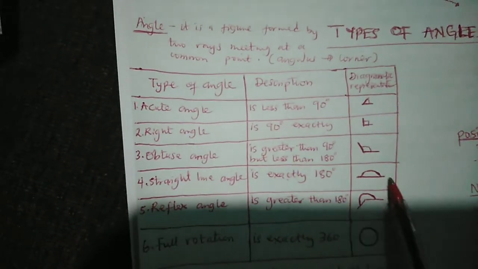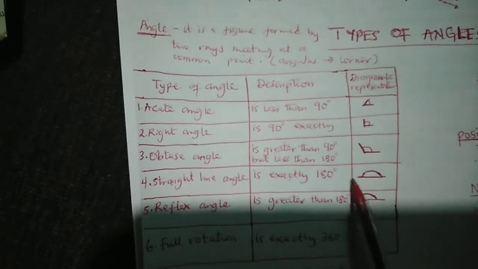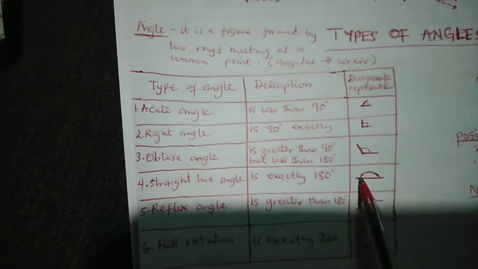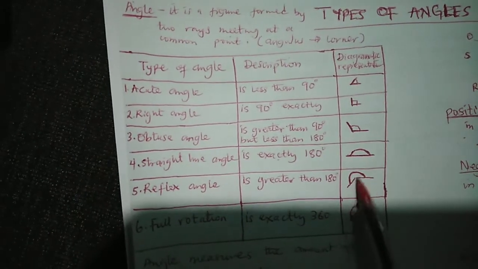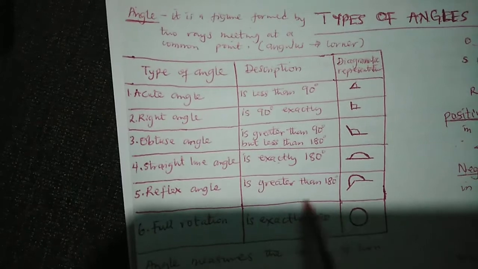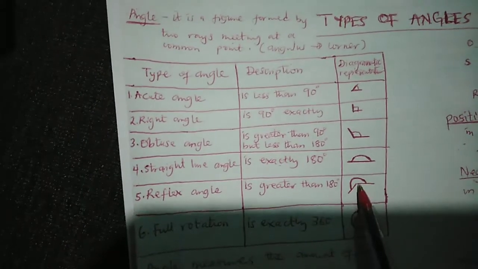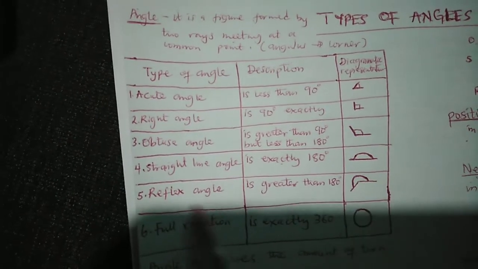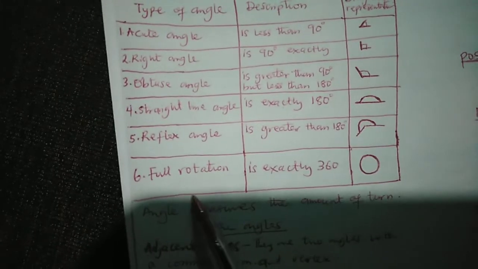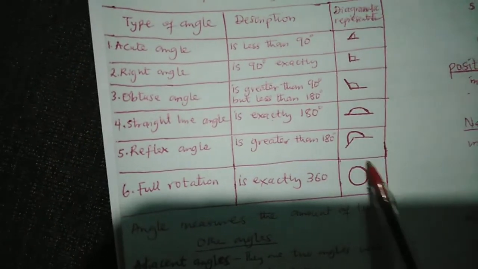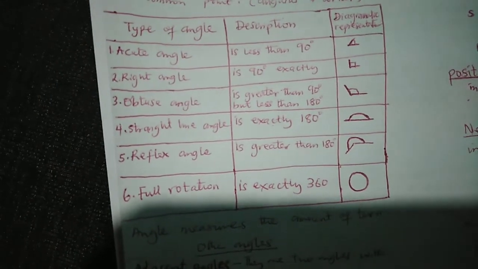An angle that is equal to 180 is what? A straight line. So all straight lines give us what? An angle of 180 degrees. A reflex angle is an angle that is greater than 180 but less than 360. So reflex is greater than 180. A full rotation is an angle that is equal to what? 360 degrees, or a full circle.